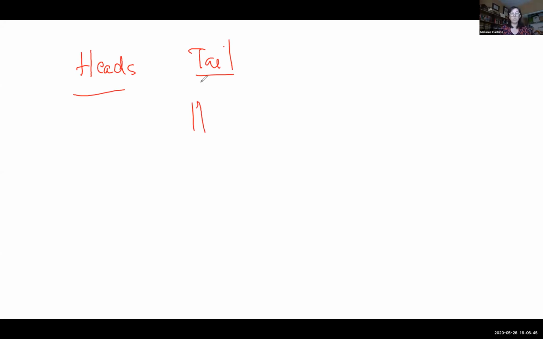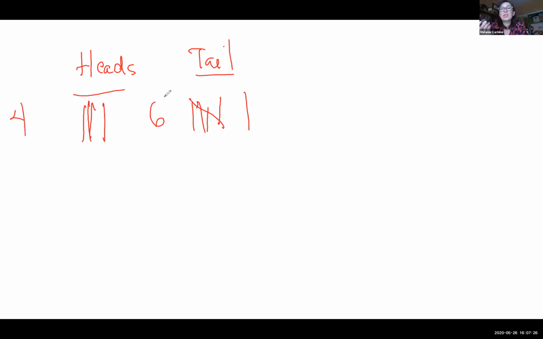Tails, heads, tails, tails, tails, heads. I'm going 2 more times. Heads, tails, heads. So I got 4 heads and 6 tails, even though theoretically I should be getting 5 and 5.